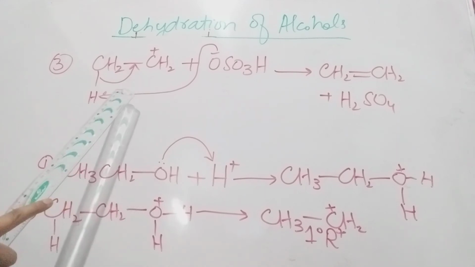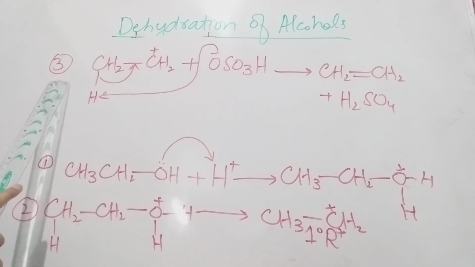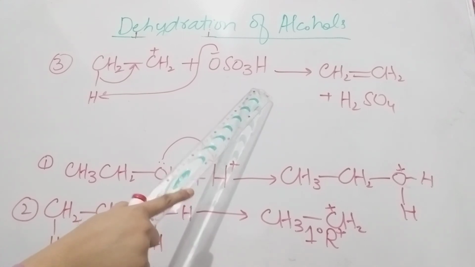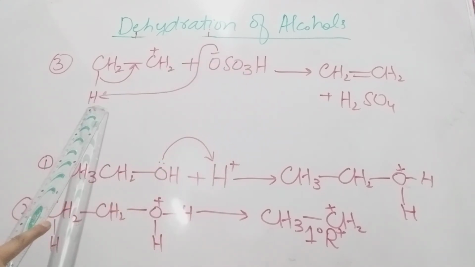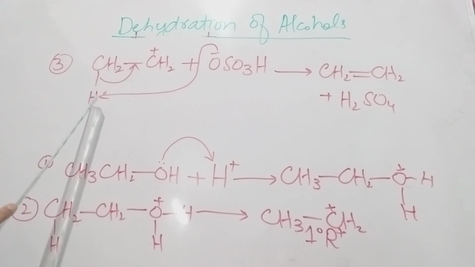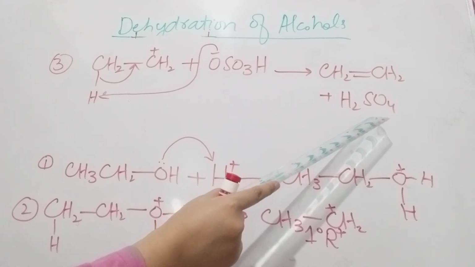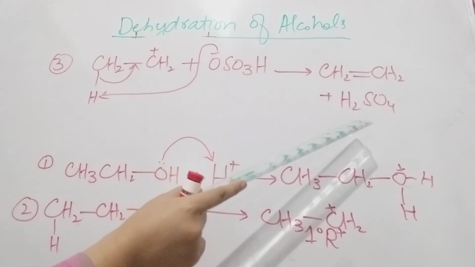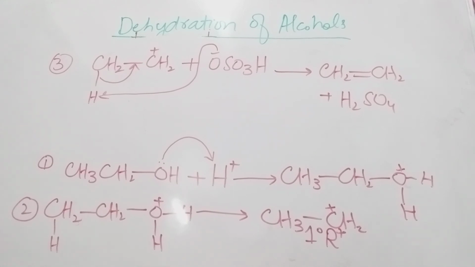And in the next step, the third step, what would happen? The negative part of this sulfuric acid will attack this hydrogen atom, and it will result in the removal of this particular hydrogen in the form of a proton. So H2SO4 will be complete, and here the creation of a double bond will result in the formation of alkene. Hope this mechanism is clear to all of you.